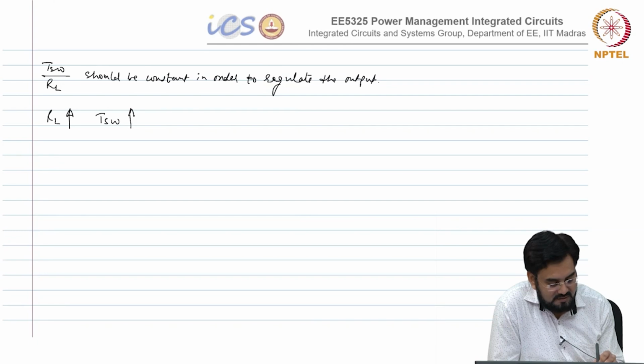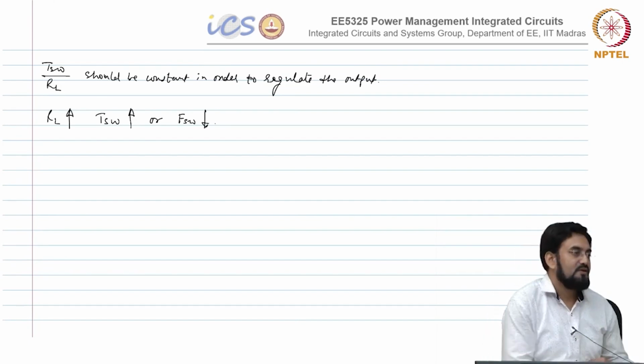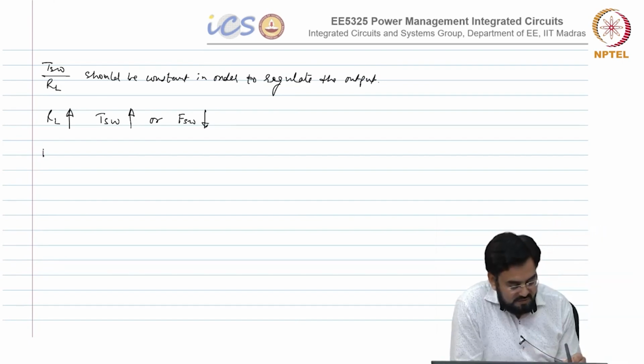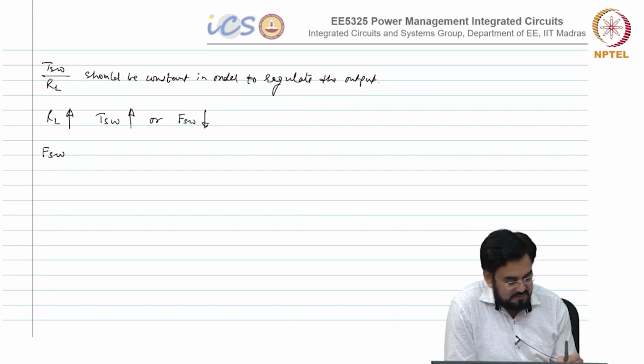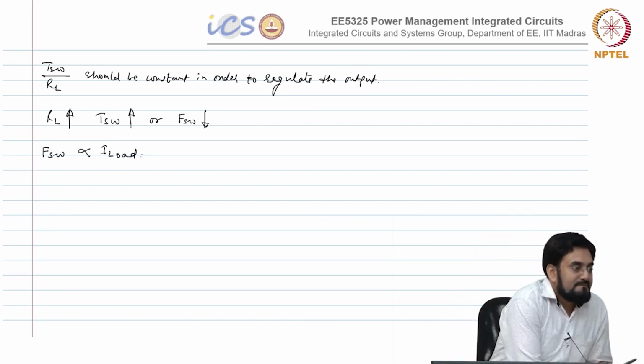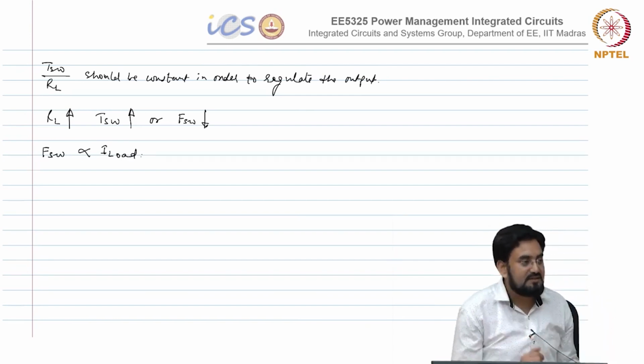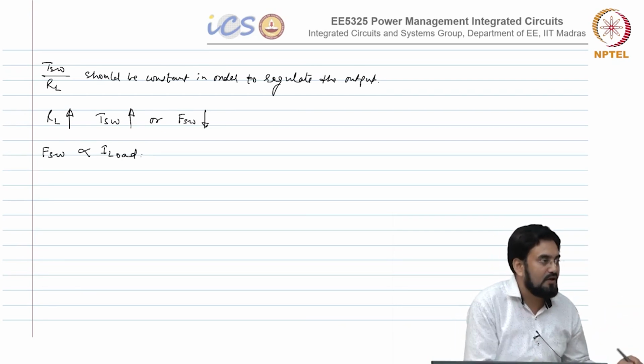So, if RL is increasing, then TSW should increase, or FSW is going down, which means your FSW is what? Proportional to I load. So, for DCM operation, this is the condition. If you don't meet this, you cannot regulate the output.